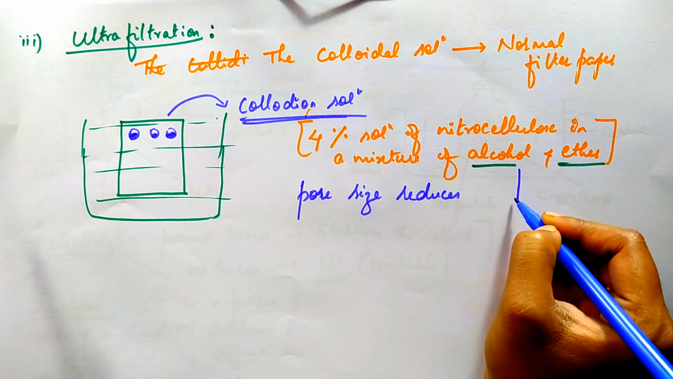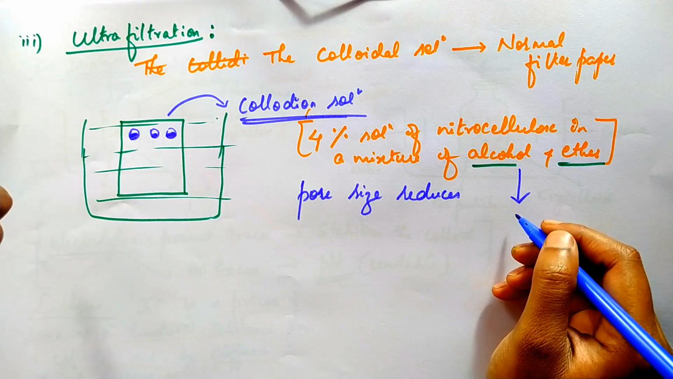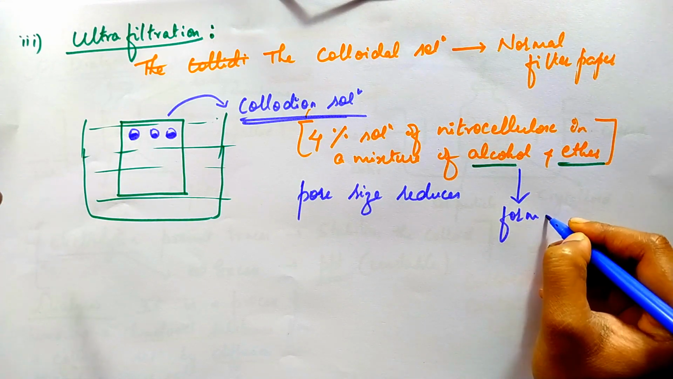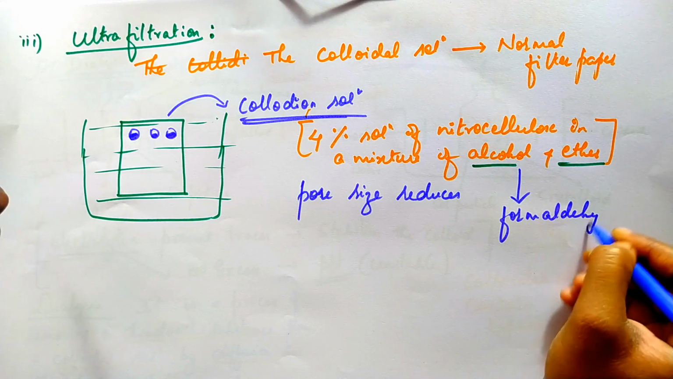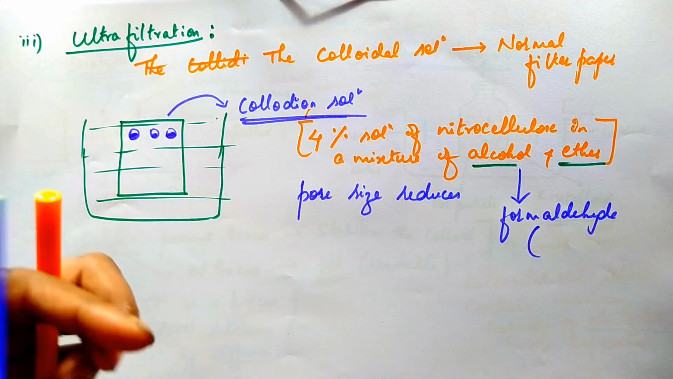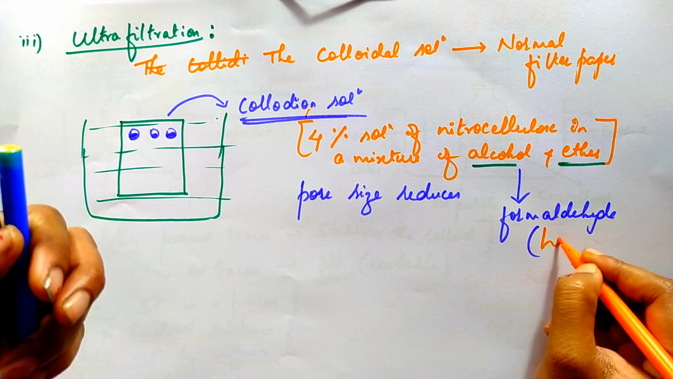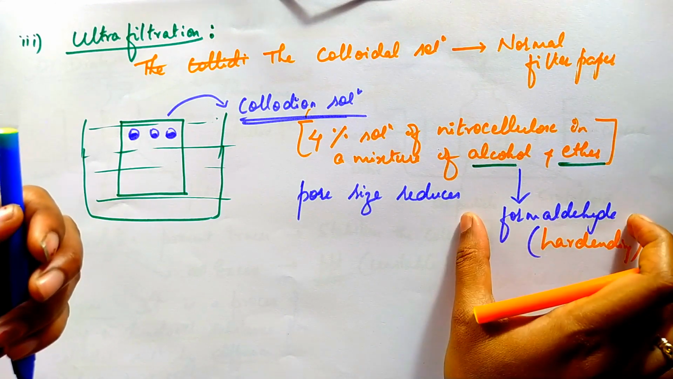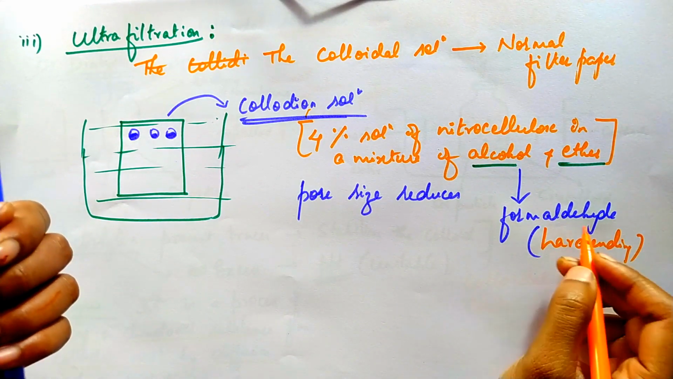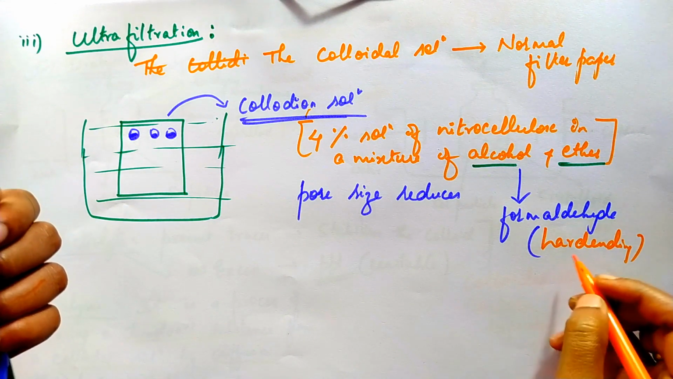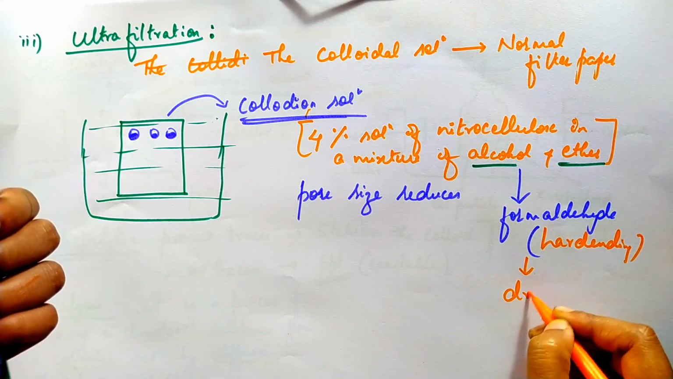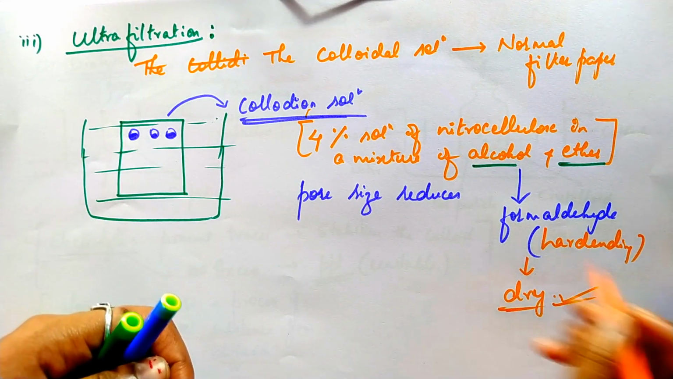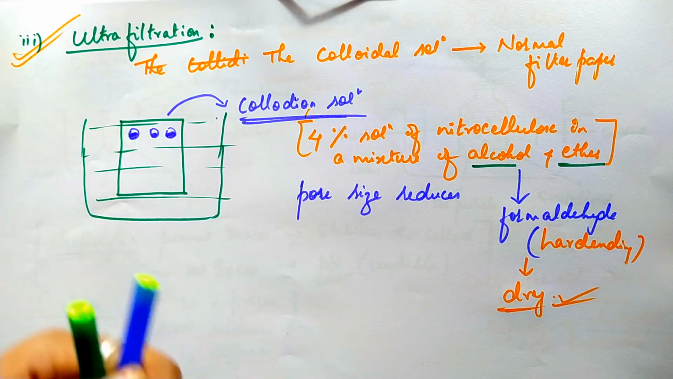After that, the filter paper is sprayed with formaldehyde. Why is this formaldehyde used? It is for hardening of the filter paper. We have to spray this formaldehyde on the filter paper. It is used for the hardening. And lastly, we have to dry this filter paper and the ultrafilter paper is ready.